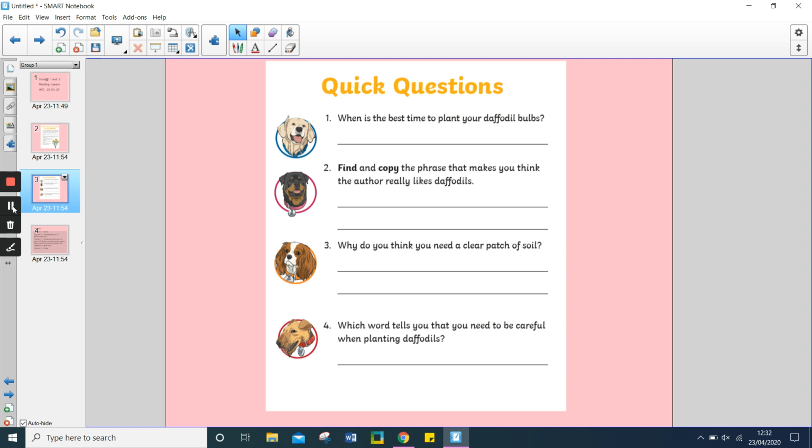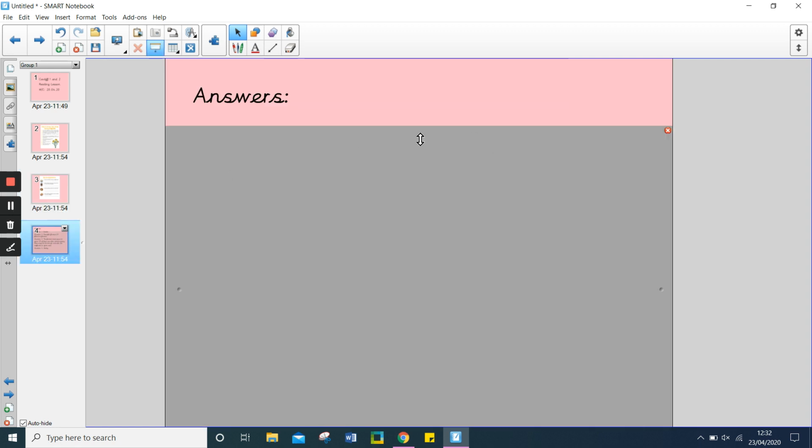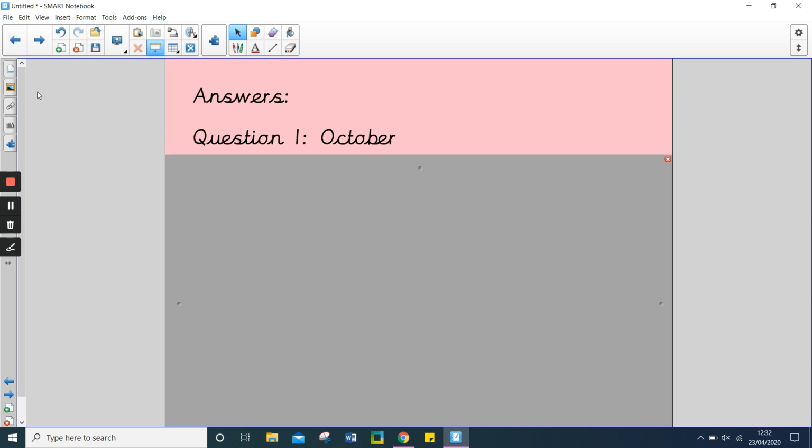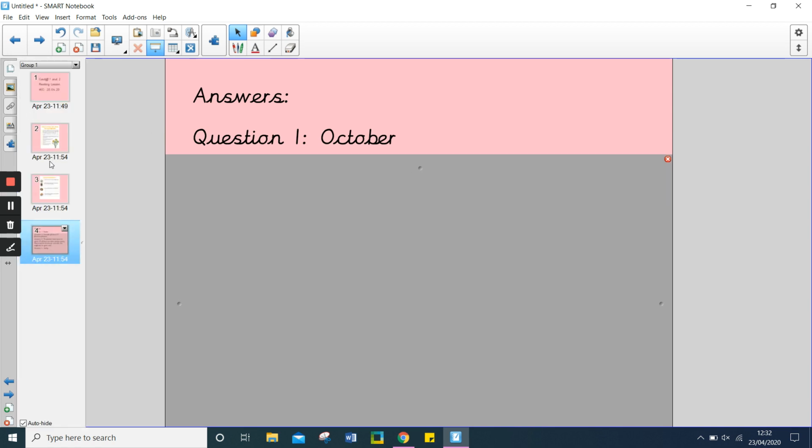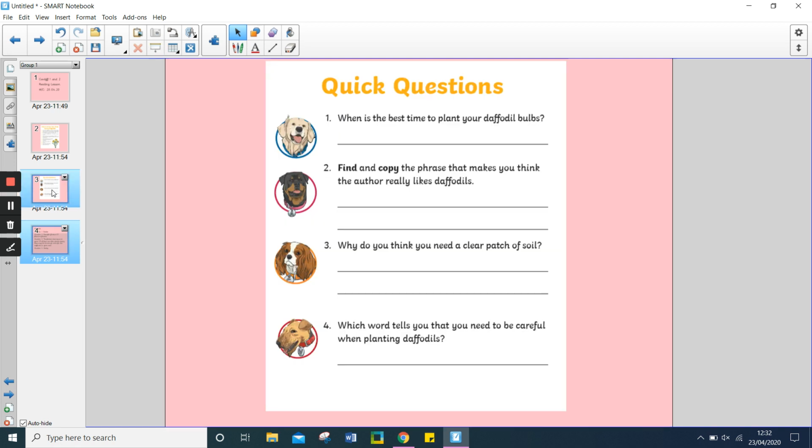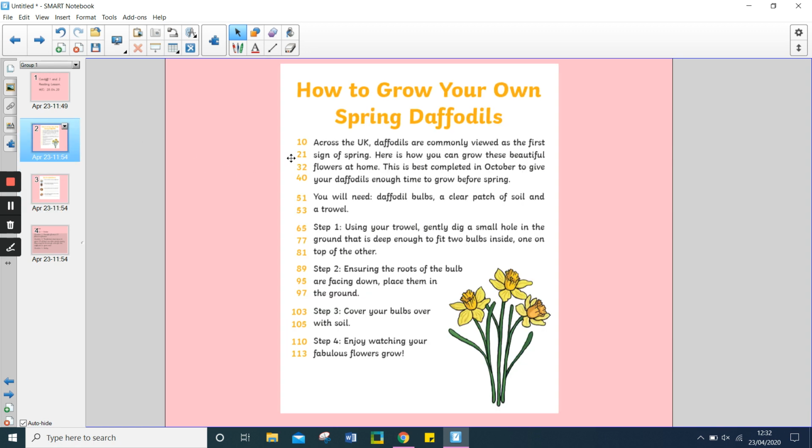Now, let's have a look at the answers and we'll work through them one by one. So, question 1. The answer for question 1 is October. Now, if we go back to the text, let's have a quick scan. Remember, when we're finding information from a text, we don't always have to read it word for word. We can skim read or we can scan it. So that's a quick way of finding the answer.